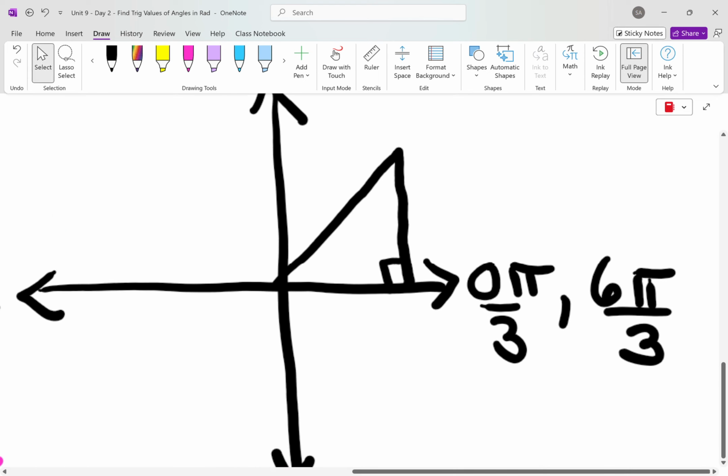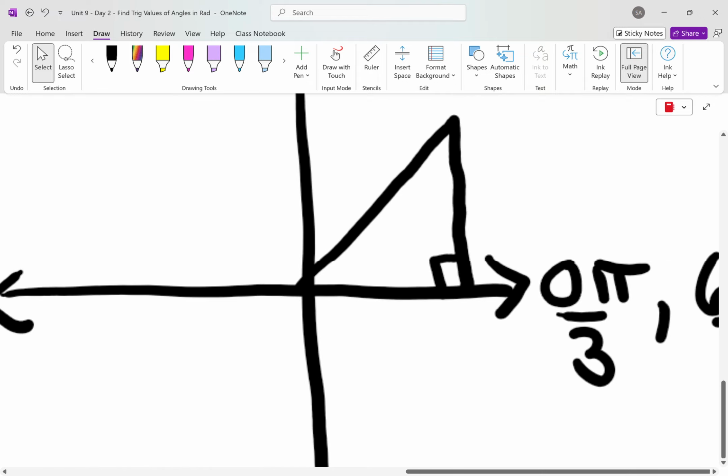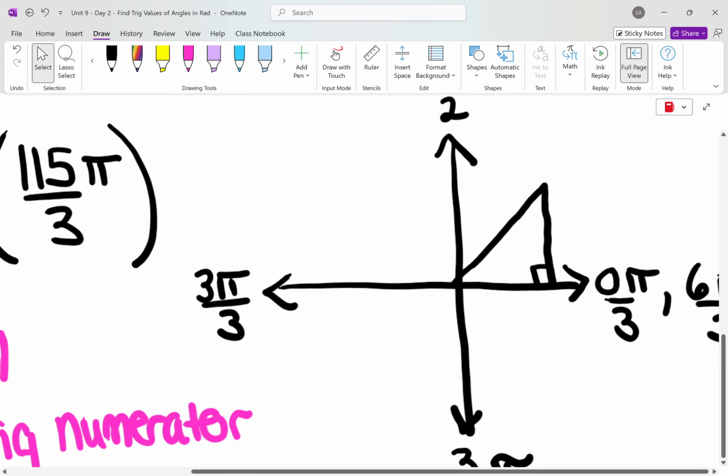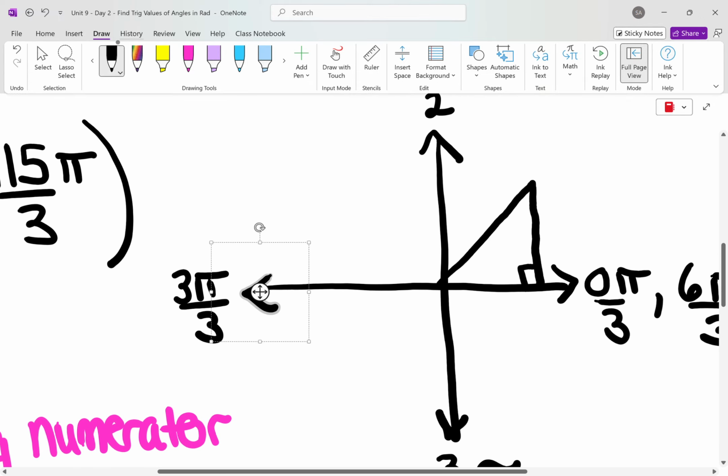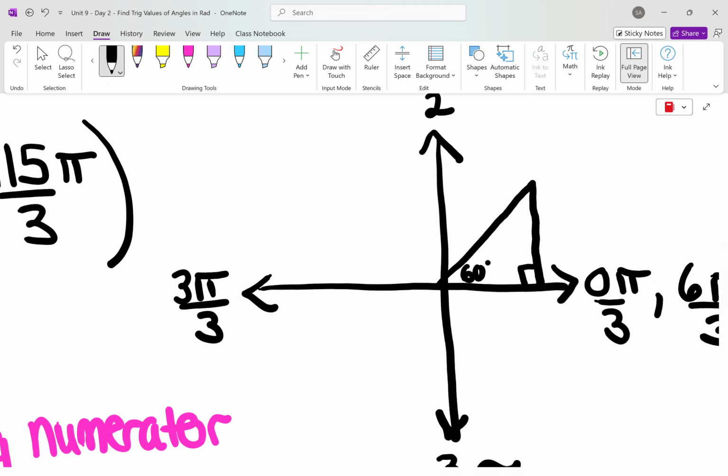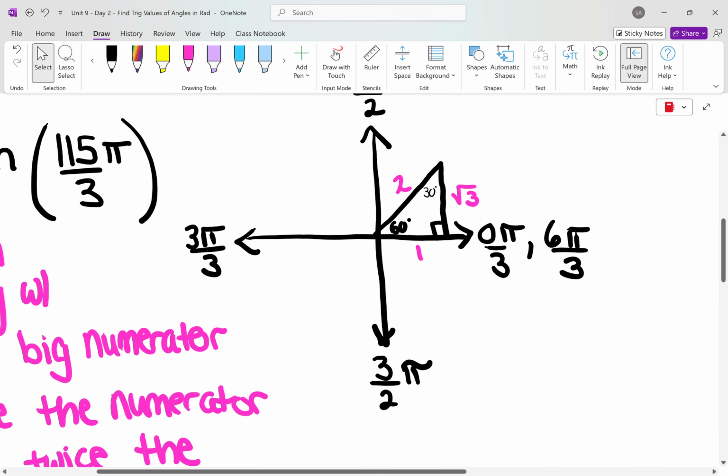What's my reference angle and how do you know? It is 60. How do you know? Because you're dividing by 3. Good, because we're dividing by 3. So we're a 30, 60, 90. Across from 30 is 1. Across from 60 is root 3. Across from 90 is 2. Are any of these numbers negative?